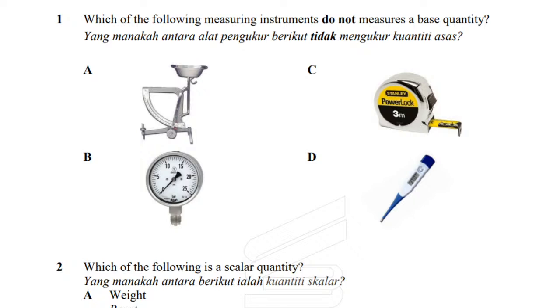Alright, so look at question number 1. This one will be revision for Form 5. Some of the questions will be from Form 4, but mainly for Form 5 students. But Form 4 students can also follow. Which of the following measuring instruments does not measure a base quantity? Which one is the answer? You can type in the chat box.